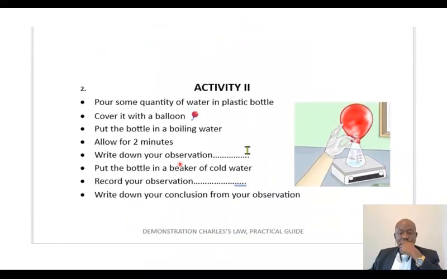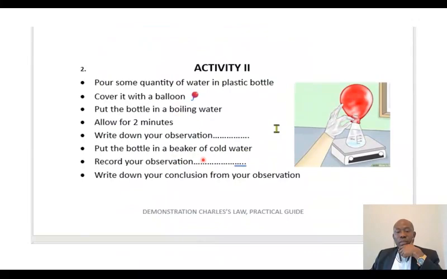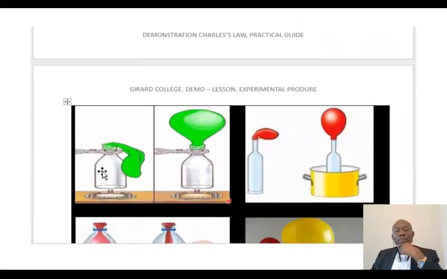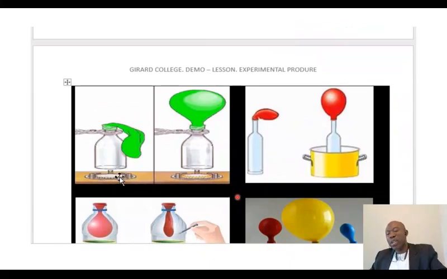Now, the next activity is you are going to use a bottle which you cover with a balloon, and you heat it up and cool it again to see the differences in expansion and contraction by virtue of pressure. So you pour some quantity of water in a plastic bottle, put the balloon on top of the mouth, and put the bottle in boiling water. So let's see how it is happening. This is the heat. Give this to the students. There is some water inside. What happens? As the bottle gets heat energy, the water gains kinetic energy.